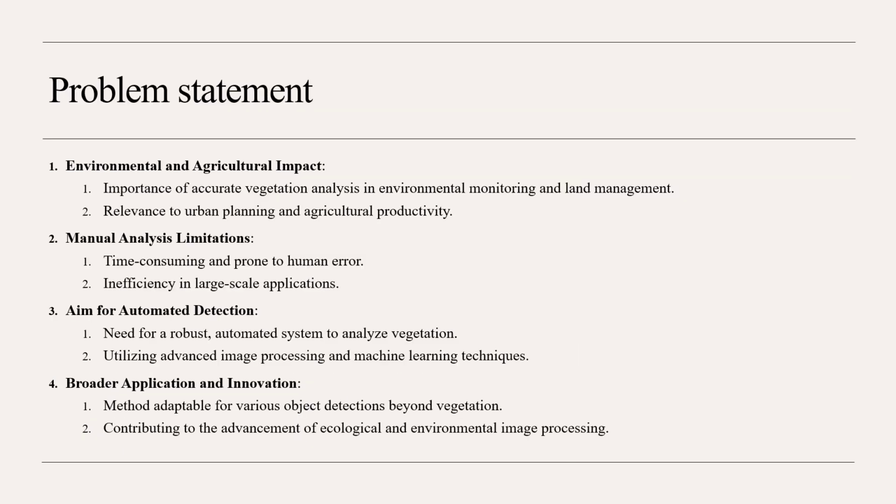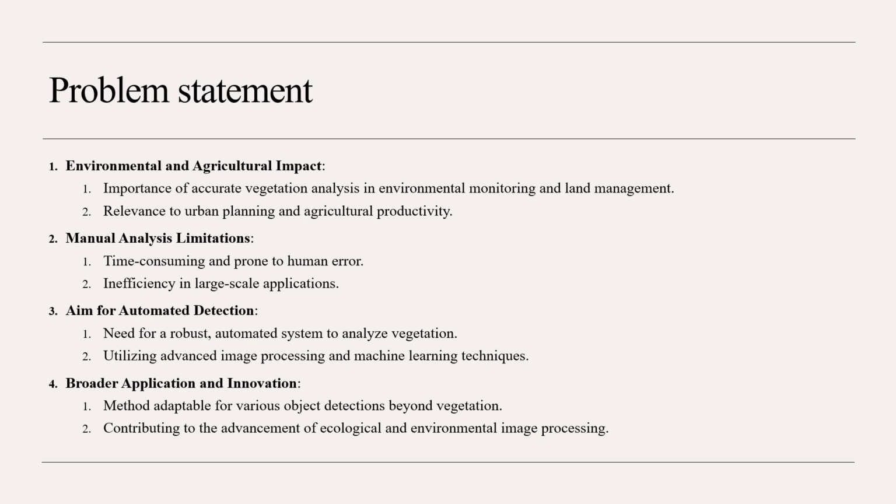Vegetation detection is very important for urban planning and also in agriculture, as the green areas are crucial for land management and also resource management. Traditionally, the analysis would be done manually, but that would be very time consuming and prone to human error. And that's why we can see the need for an automated, more accurate system.